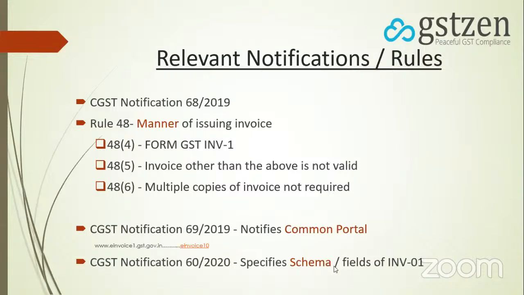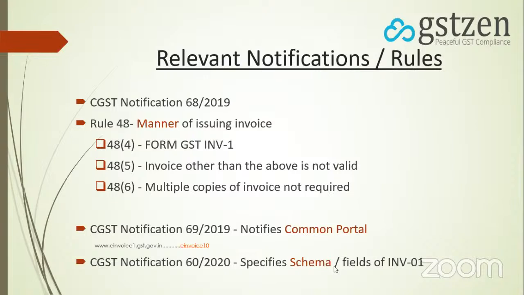So before e-invoicing, you would have to produce multiple copies of the same invoice, like for the supplier or for the transporter, so you would have to generate 3-4 copies of the same invoice. Now that is not required. When you're generating an e-invoice, only one copy is required.